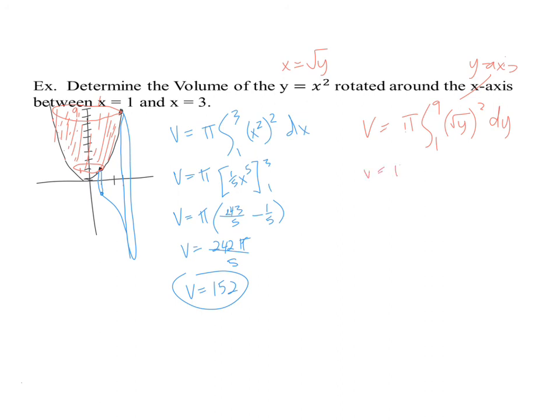So square root of y squared would cancel, so we basically just get 1/2 y squared from 1 to 9. And if we do that calculation, 9 squared is 81 divided by 2, and we would subtract 1/2. So we get 80 pi divided by 2, which gives us an answer of about 125.